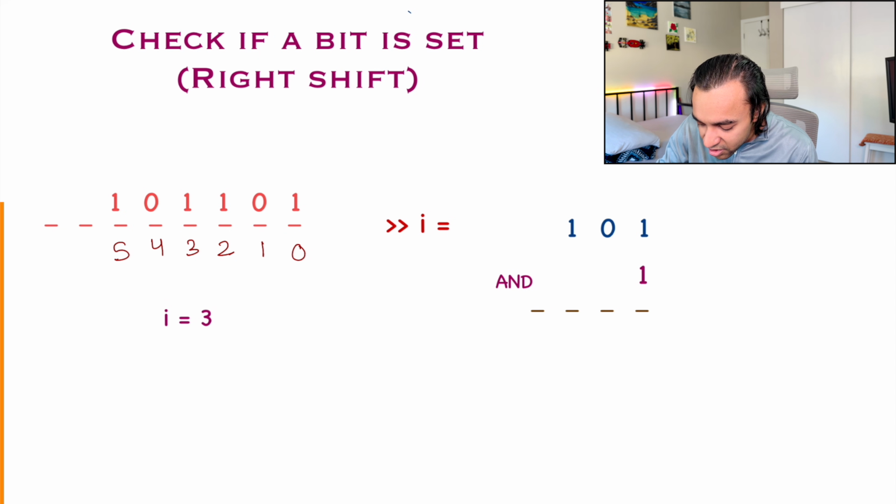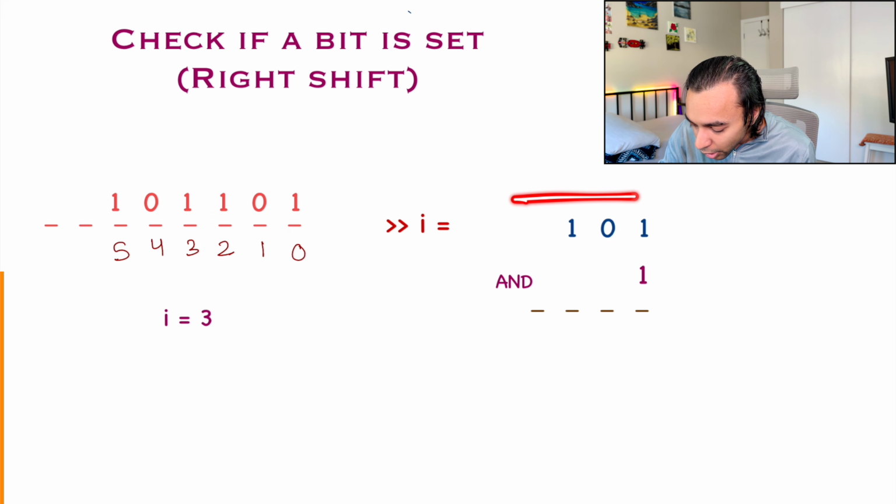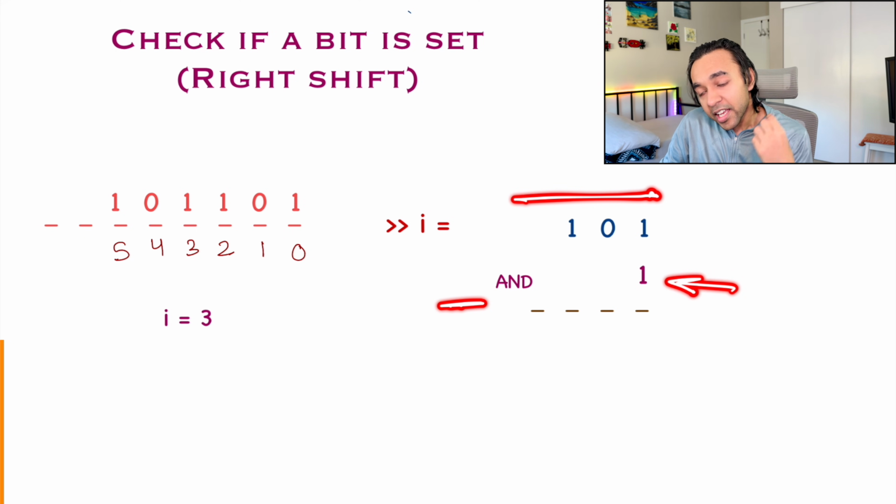So once you do a right shift, what will happen? This number will go away, this will go away, and this will go away. You have shifted by 3 positions. So now you get 101. And how do you check the bit? You again do a logical AND with 1. If the answer is 1, it means this bit was set. If this bit was 0 and you do logical AND with 1, it will give you a 0.